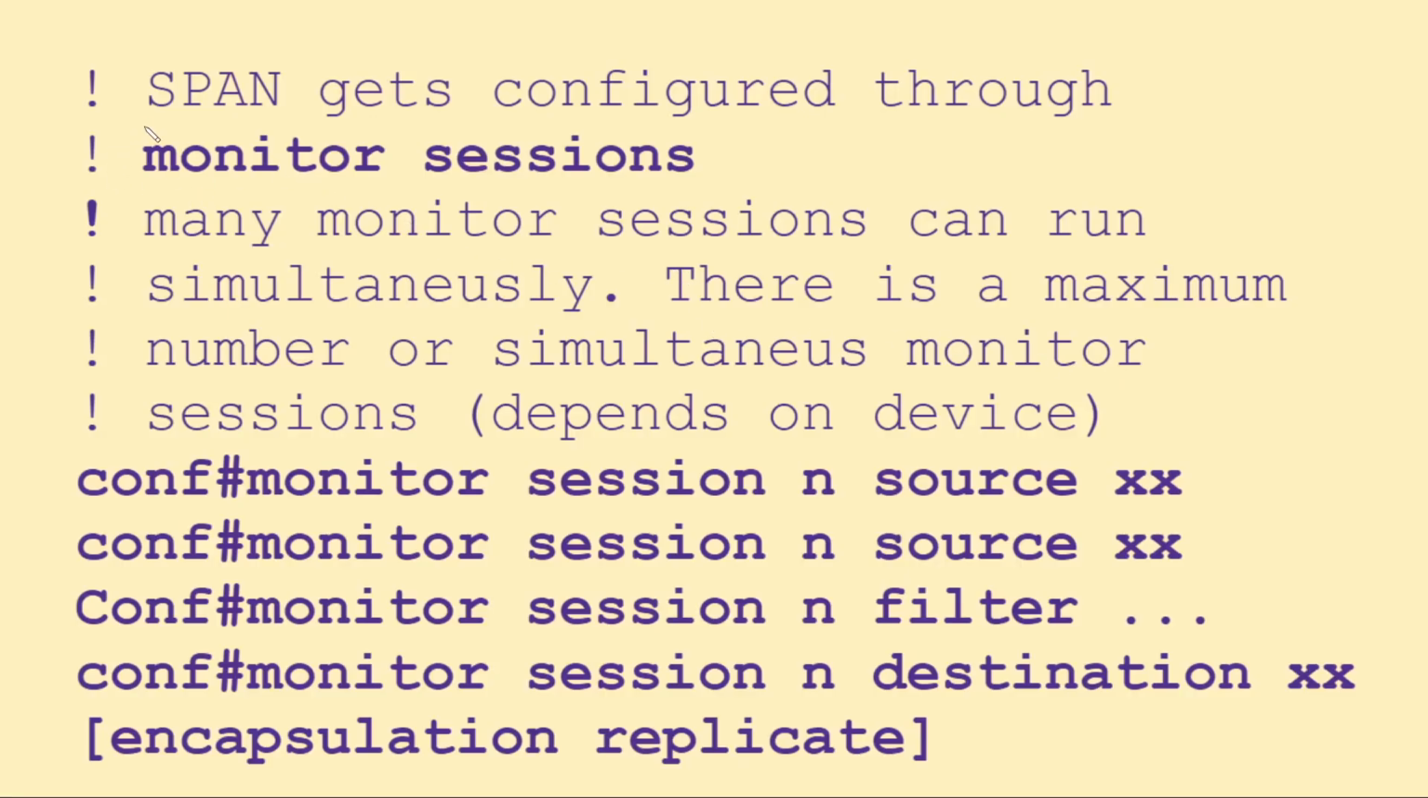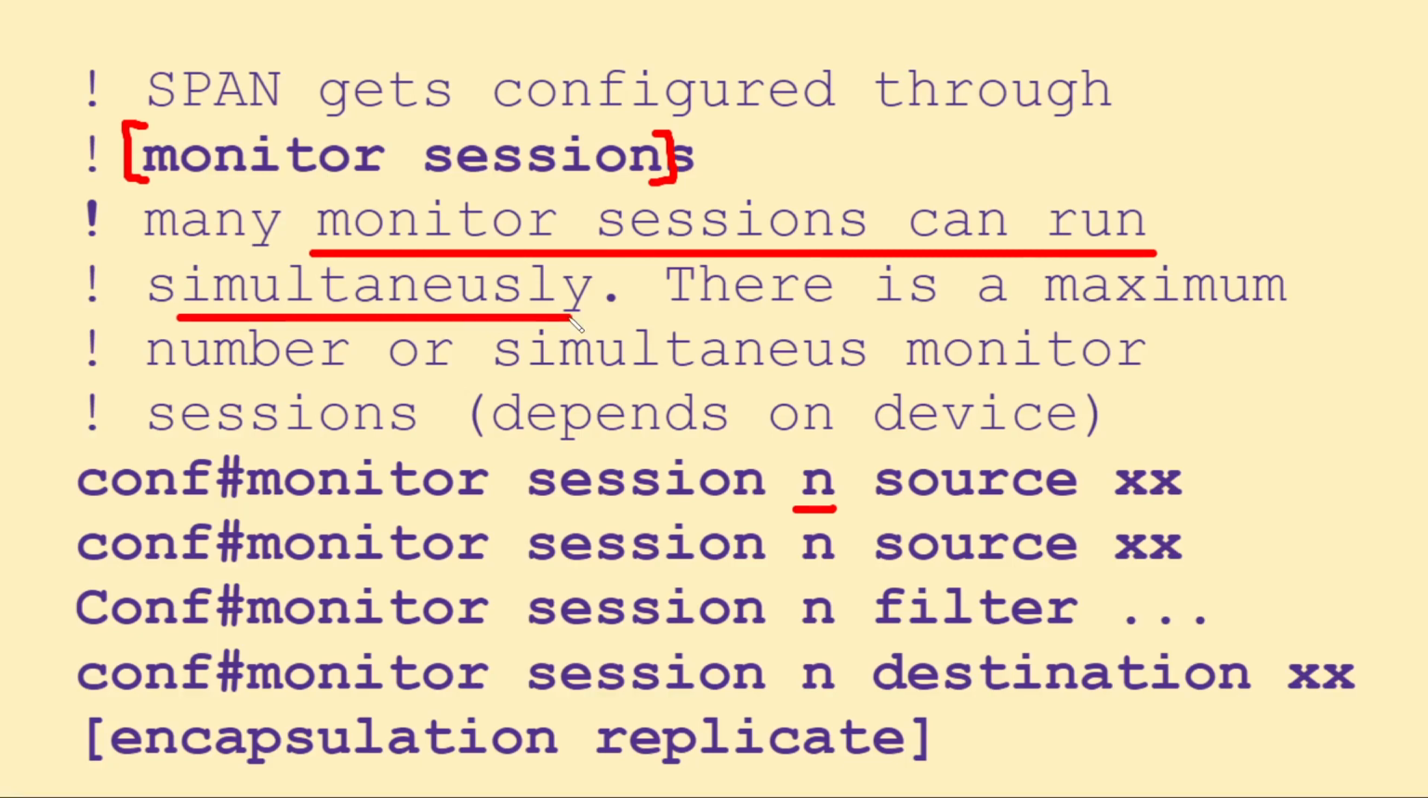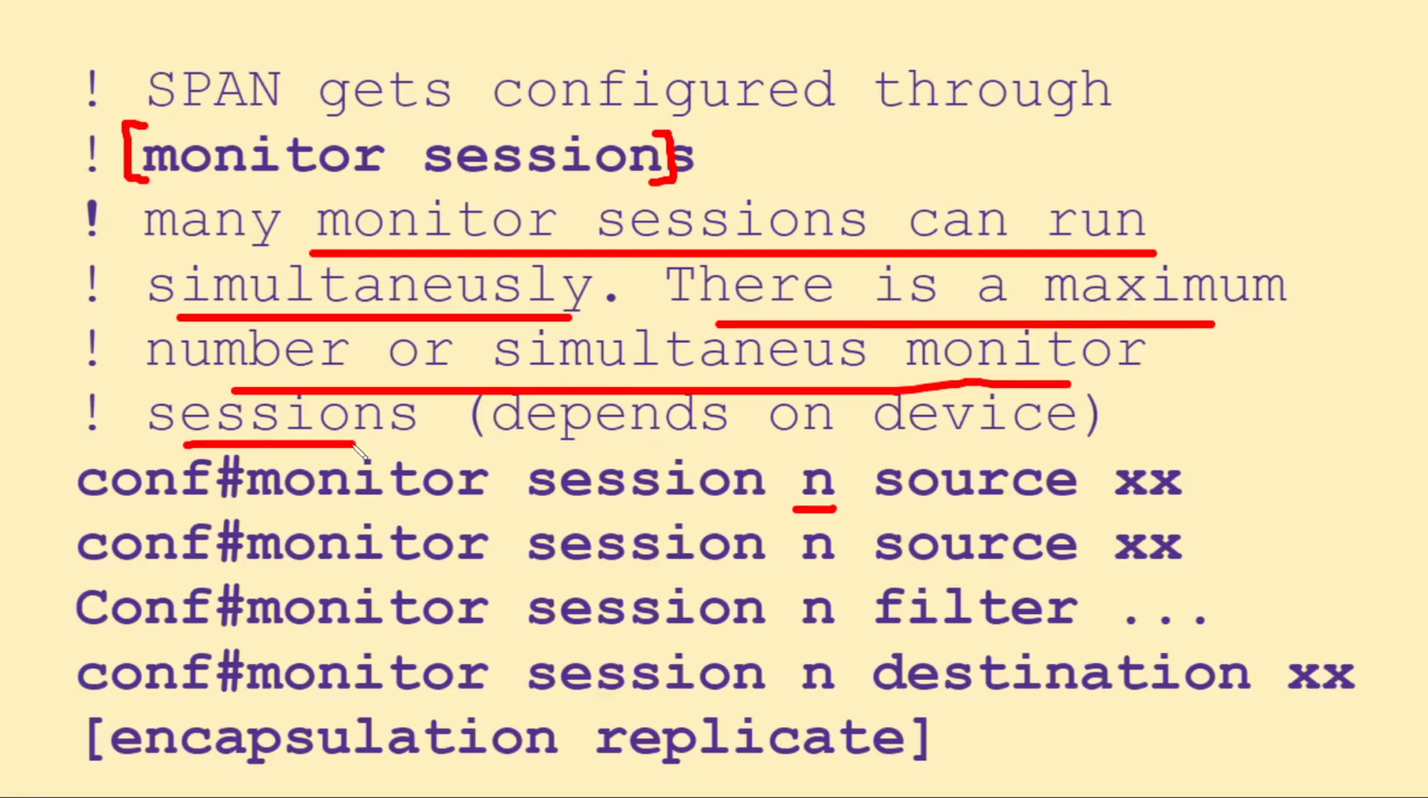The command that you are going to use is monitor session. You are going to have to provide a number for each particular monitor session. That means that many monitor sessions can run simultaneously within a device. There is a maximum amount of simultaneous monitor sessions that can run on a certain device. That is device dependent. Now, when configuring it, you will first have to define your sources.